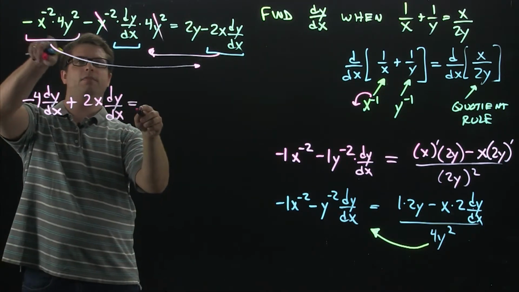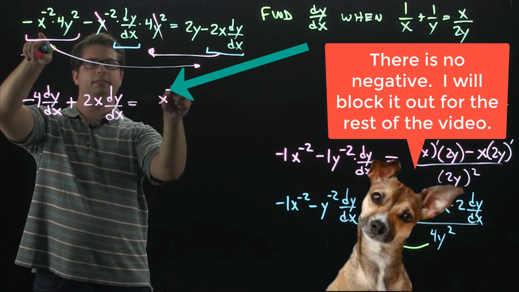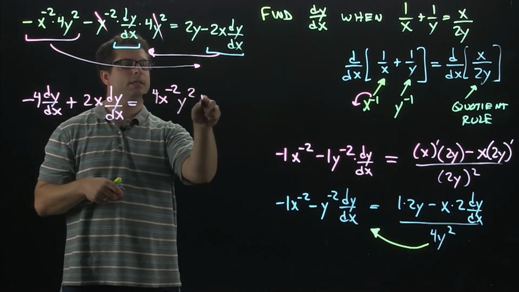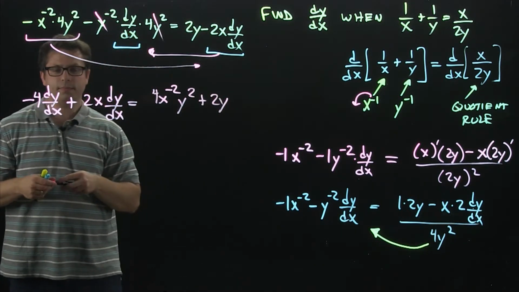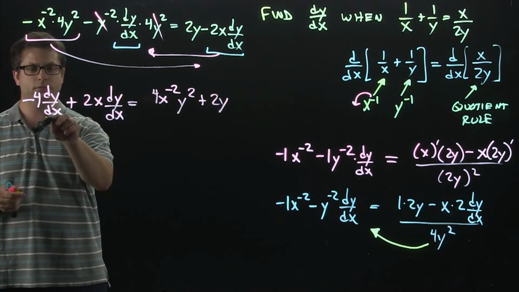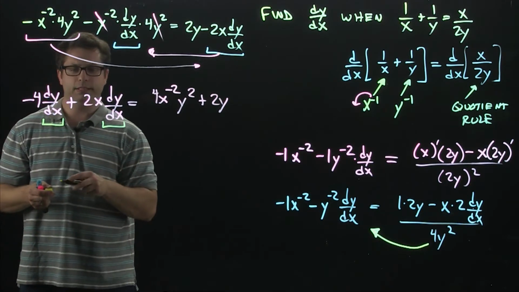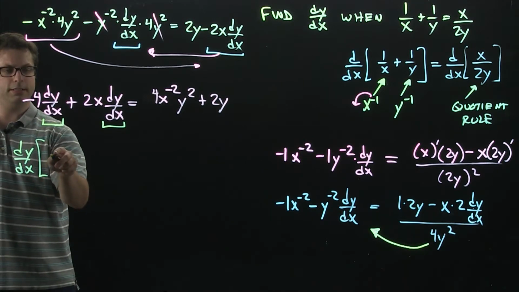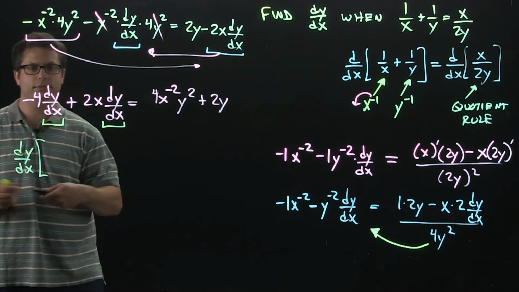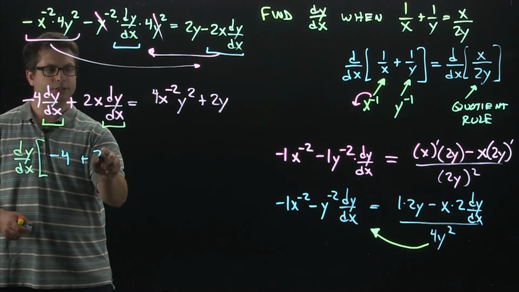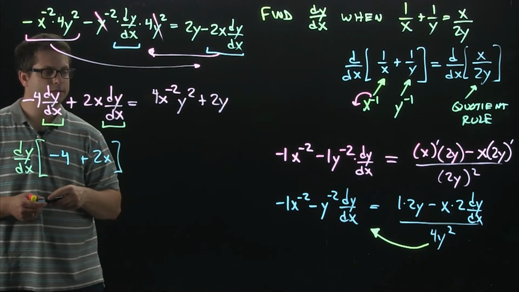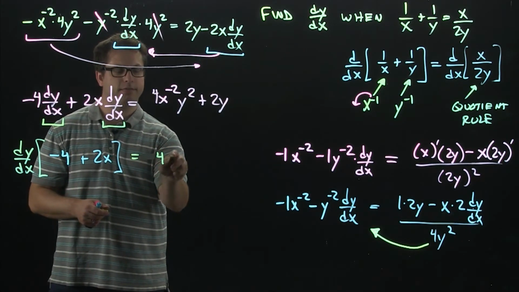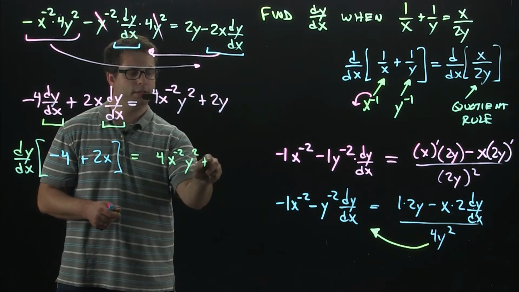All right, this came over to the other side, so that's negative x to the negative 2. I'm going to put that 4 out front. Y squared, and then plus 2y. Next thing is I'm going to factor out that dy dx, and that's going to leave the negative 4 plus 2x inside, and then that's going to equal negative 4x to the negative 2, y squared, plus 2y.